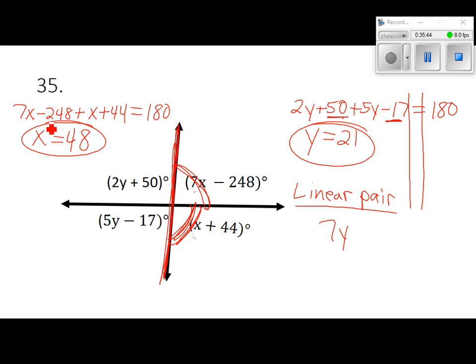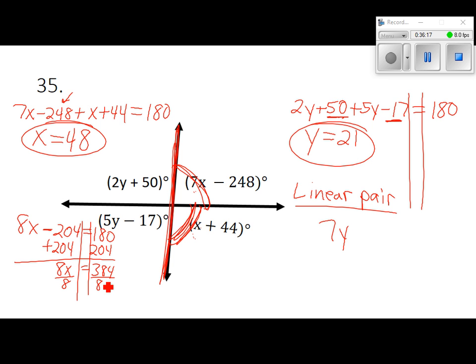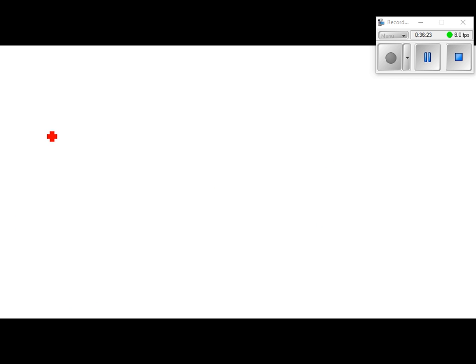This one? So 7x and x give us what? 8x. A negative 248 and a positive 44 give you what? Negative 204. And that should still equal 180, right? Now what do we do? Add 204 to 180. 384. And divide by 8. Got it? 21. Sweet.